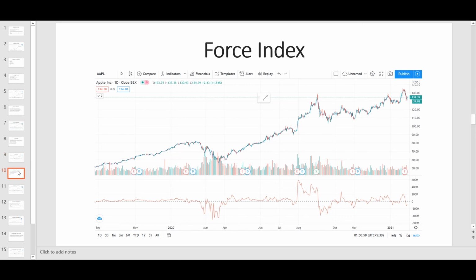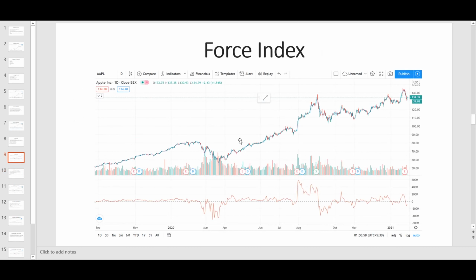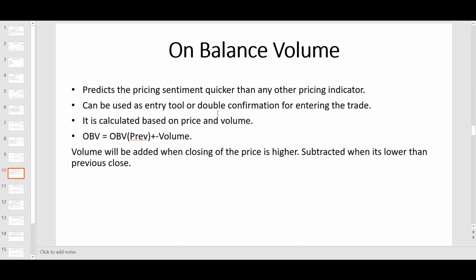Then I'm going to explain about on balance volume. It is also similar, but we have a small change in the calculation. The logic is that it tries to predict the price quicker. In the previous indicator we used the average volume, so it might be slow in predicting the sudden change in trend. But here, the prediction is going to be really quick.